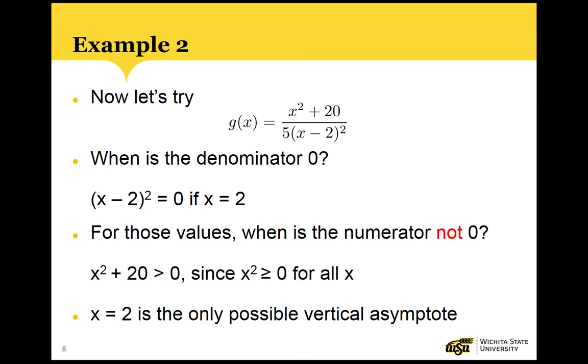For these values, we check to see when the numerator is not equal to 0, and we see that the numerator is always positive because x squared is a non-negative quantity, and I'm adding to it a positive number, 20. So x equals 2 is the only possible vertical asymptote, and since it's the only value when the denominator equals 0, I don't have to investigate any additional values for x.